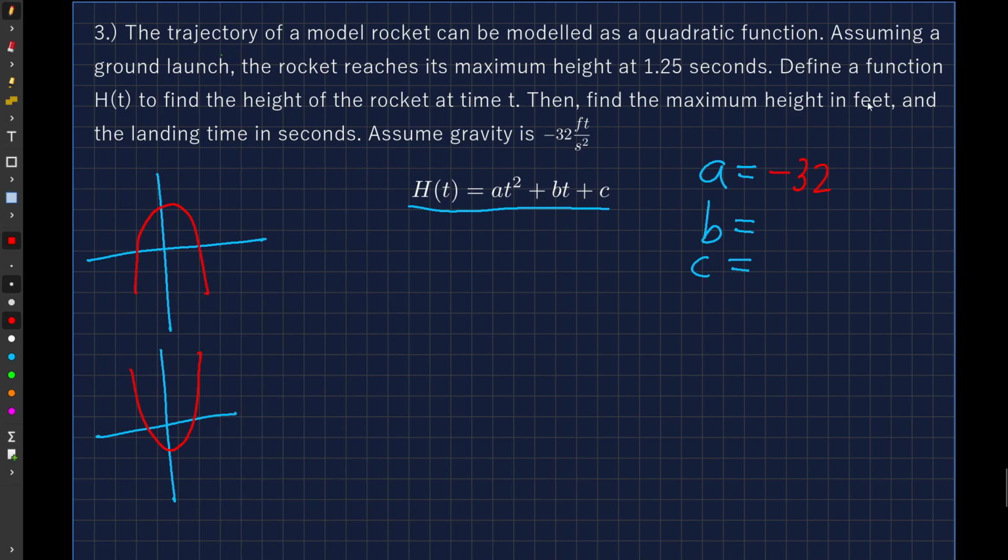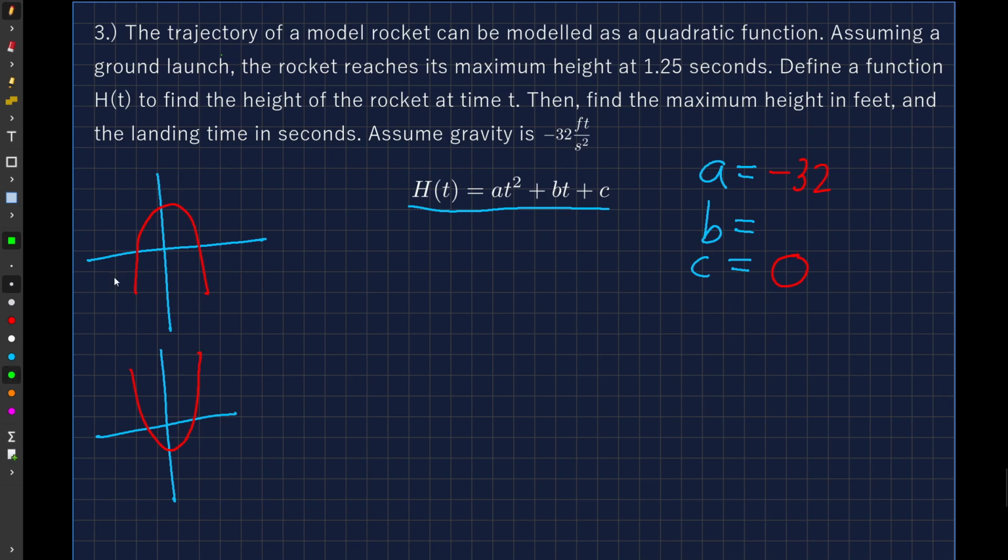The second thing we know is that the rocket is launched from the ground, so therefore the y-intercept, c, will be 0. Alright, so those are two of the three variables that we need to know. The third one is b, and we do not know that.